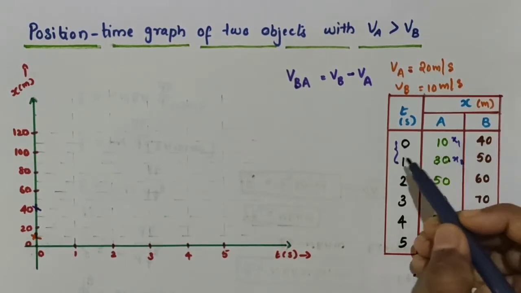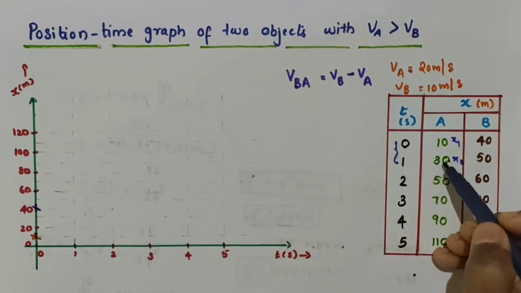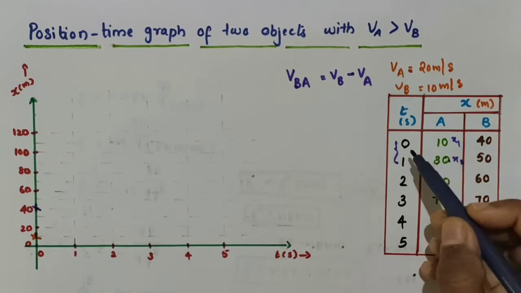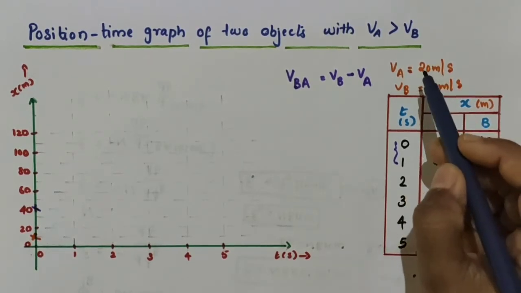So average velocity is x2 minus x1 divided by t2 minus t1. So 30 minus 10 divided by 1 minus 0. 30 minus 10 is 20. 20 by 1, that is 20 meter per second.